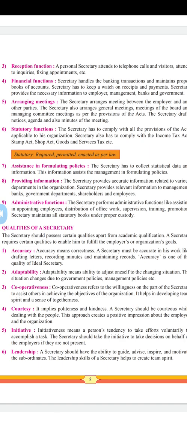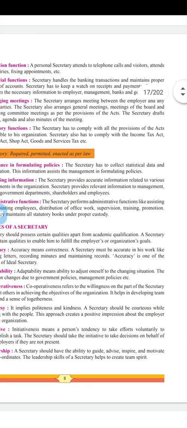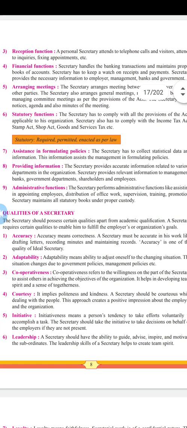Then, ninth function is administrative function. The secretary performs administrative functions like assisting in appointing employees, then distribution of office work, then supervision, training, promotion, or the work related to the office. All these duties are performed by the secretary.